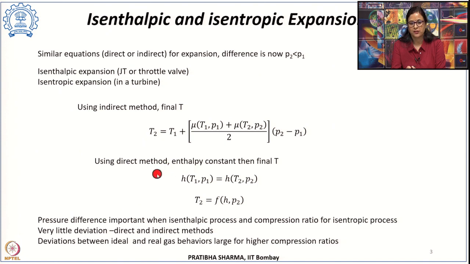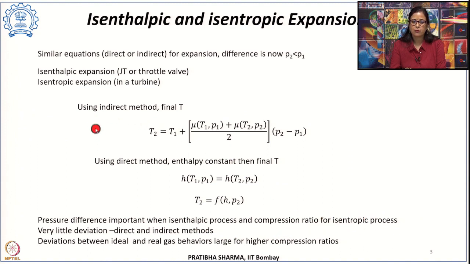Now, in an isoenthalpic process, we know that the enthalpy remains constant. So, the enthalpy in state 1, which is a function of temperature T1 and P1, remains the same in the second state, which is a function of T2 and P2. The two enthalpies are the same because it is an isoenthalpic process. So, we can find the final temperature using this direct method, and this will depend upon the enthalpy of the process and the final or delivery pressure. The difference is that when we consider the process to be isoenthalpic, the pressure difference P2 minus P1 becomes important. However, when we consider it to be an isoentropic process, then the compression ratio P2 by P1 becomes more important, and that needs to be considered.